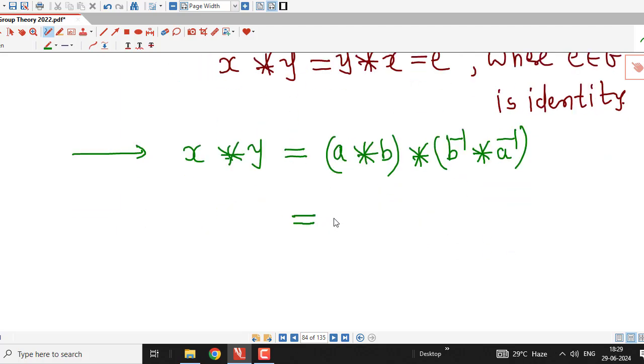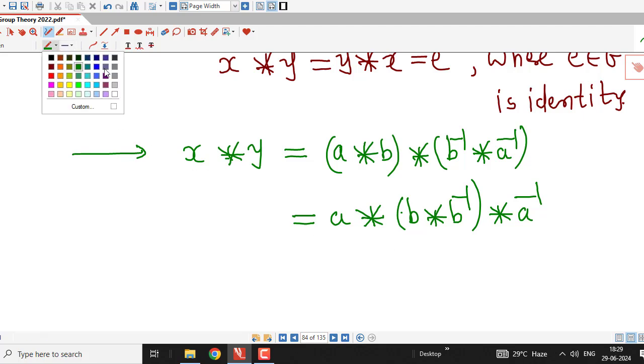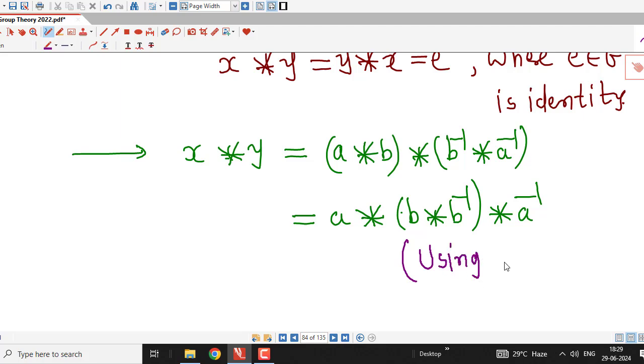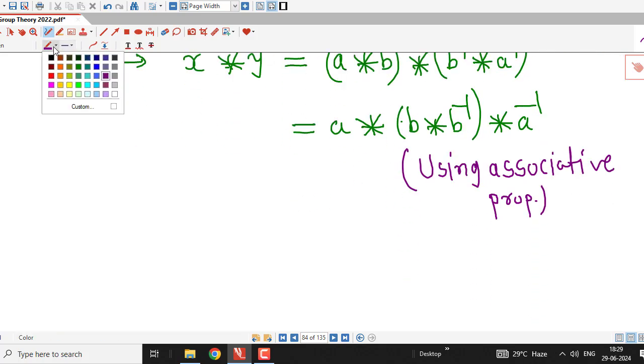Now because G is a group, this operation is associative, so I can interchange these brackets because these are the elements of a group, so I can apply associative property. So in the bracket we can mention that using associative property of a group or associative property of a binary operation star, because G is a group. So this step is using associative property.